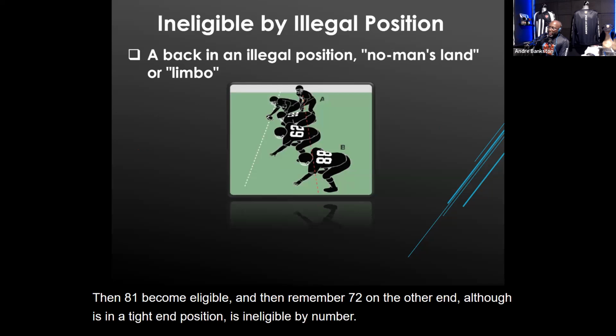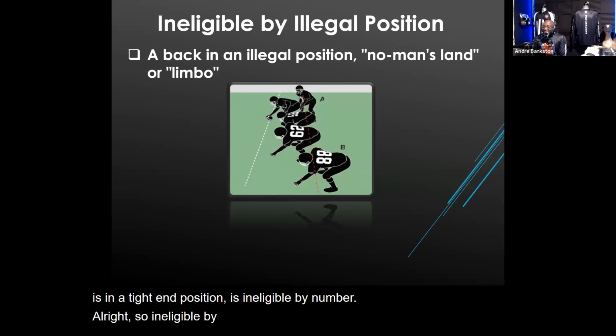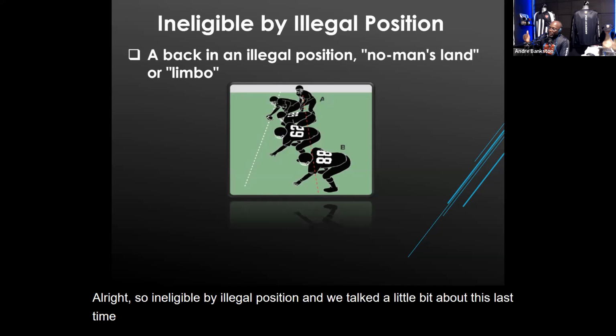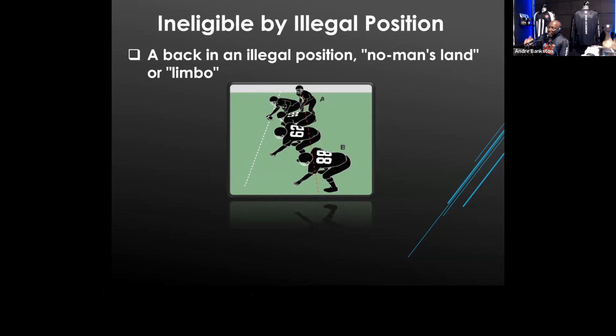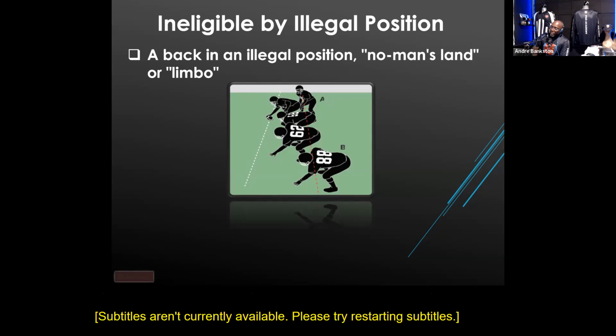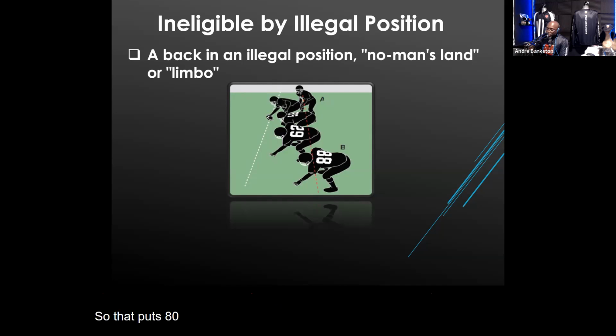All right. So ineligible by illegal position. And we talked a little bit about this last time. A back in an illegal position, the no man's land, is in limbo. So number 88, he's not on the line because he's not breaking the waistline of the snapper. And he's not clearly in the backfield because he's breaking the waistline of his teammates who are breaking the waistline of the snapper. So that puts 88 in an illegal position, which makes 88 ineligible for a pass play.